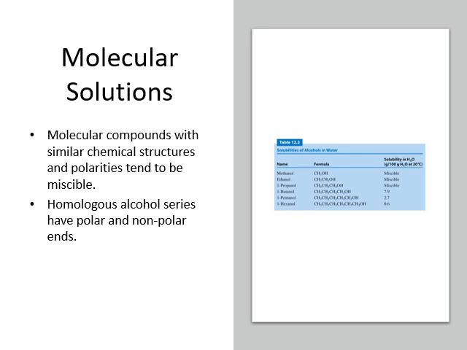If you can see the methanol and its formula and solubility in water, methanol is miscible in water, but with the increase in carbon chain, you would see the solubility of these alcohols tends to decrease in water because the non-polar character tends to increase. The number of carbons increases, due to which the non-polar character increases, and since like dissolves like, the solubility in water tends to decrease.